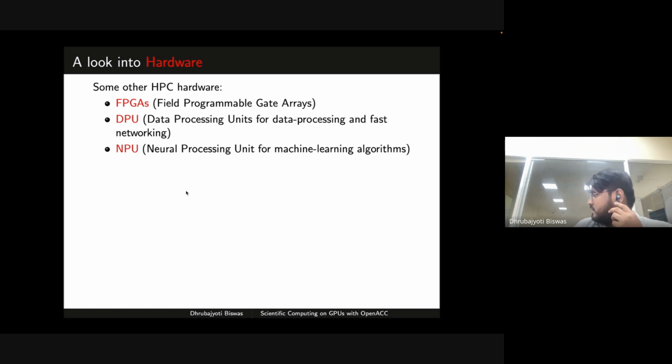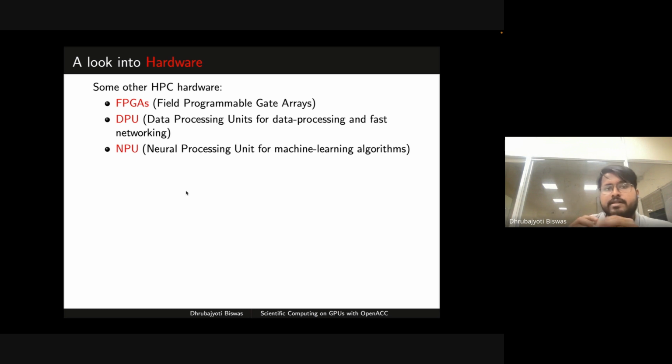And Kuldeep is asking about TPUs, tensor processing units, and GPUs. Okay, I'll come to that. Let me finish this. Neural processing units. Again, I think that ties in pretty well with Kuldeep's question. TPU is a tensor processing unit.